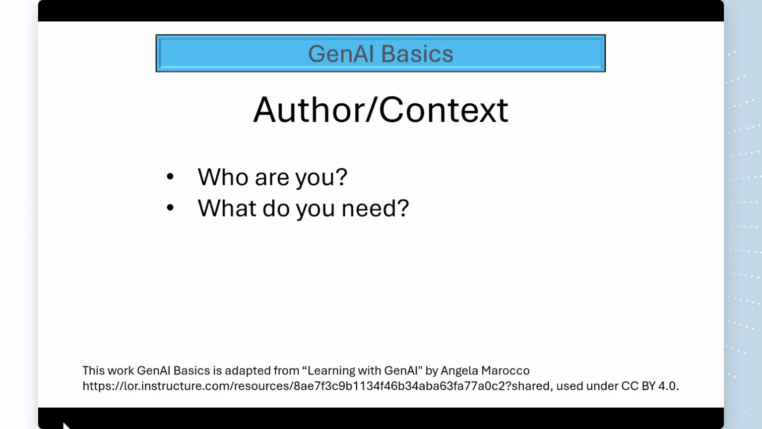Another option for specifying the author/context is to tell the GenAI tool a persona that you would like it to assume. For example, you can specify if you want the GenAI to respond as someone else: a tutor, a teacher, a researcher, a club president, etc.